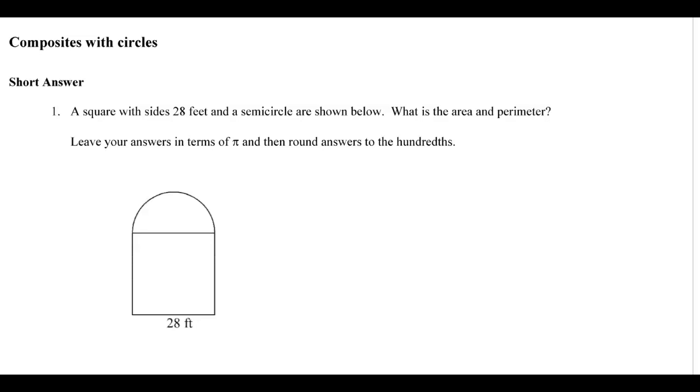Hello geometry students. Today's learning target is to talk about the area of composite figures that involve circles or semicircles, along with rectangles and/or squares. So the area of a rectangle is base times height. That formula also works for squares. The area of a circle is pi r squared, and the circumference of a circle is pi times the diameter.